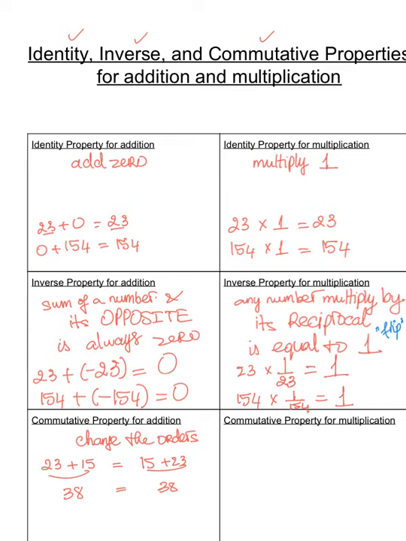Next, we have commutative properties for multiplication. Again, it's still the same as addition. You just need to change the order. For example, I have number 23 multiplied with number 2. It will be the same when I change the order, 2 times 23. So this is 46. 2 times 23 is still 46. So when you change the order, it doesn't change the value.